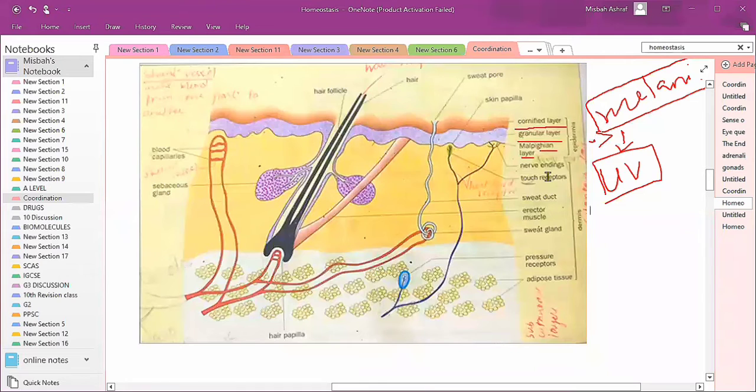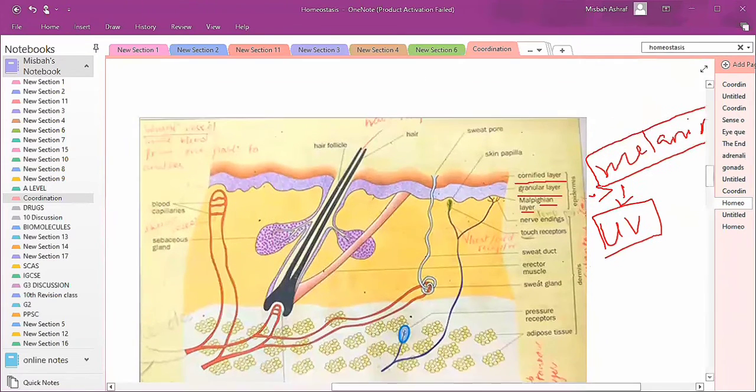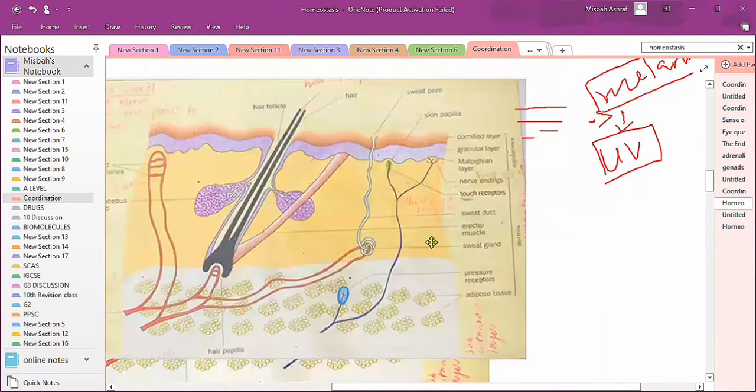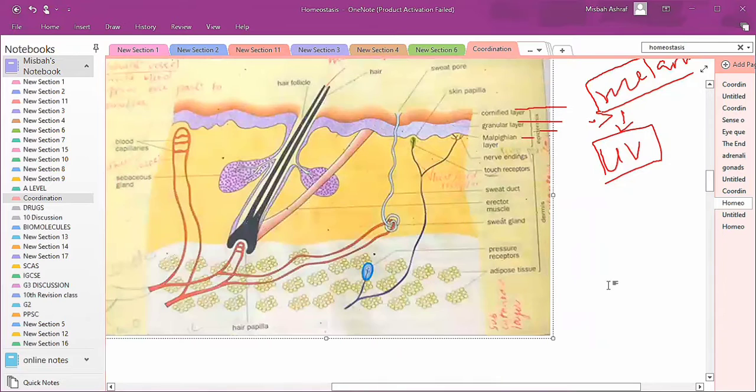The epidermis has three layers, right? Beneath the epidermis is the dermal layer, the dermis. Most of the structures which help in maintaining our body temperature are present in the dermal layer of the skin. The third layer has the adipose tissues, and it is known as the subcutaneous layer. This third layer where the adipose tissues are present is known as the subcutaneous layer.